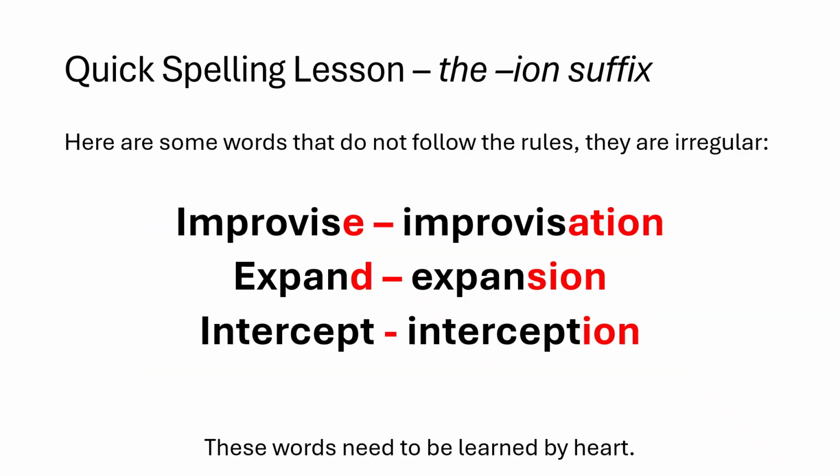Here are some words that do not follow the rules. They are irregular. Improvise becomes improvisation. Expand becomes expansion. Intercept becomes interception. These words need to be learned by heart.